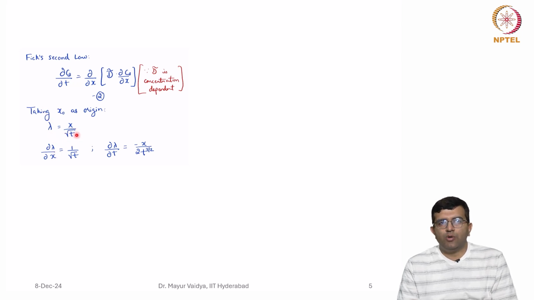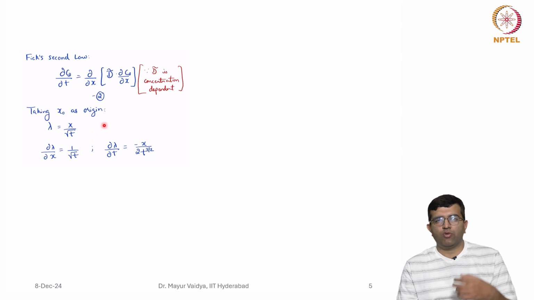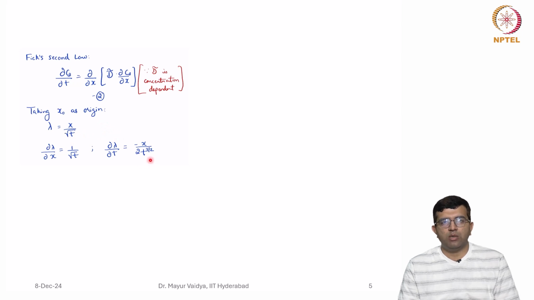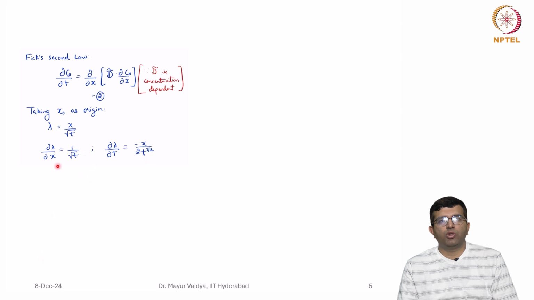If lambda is equal to x by root t, then ∂λ/∂x is 1 by root t. We are only differentiating with respect to x, which is 1 here. So 1 by root t. What is ∂λ/∂t? That will be equal to minus x by 2 t to the power 3 by 2. Remember, differentiation of t to the power n is n times t to the power n minus 1. So here it was minus half, it becomes t to the power 3 by 2 in the denominator.